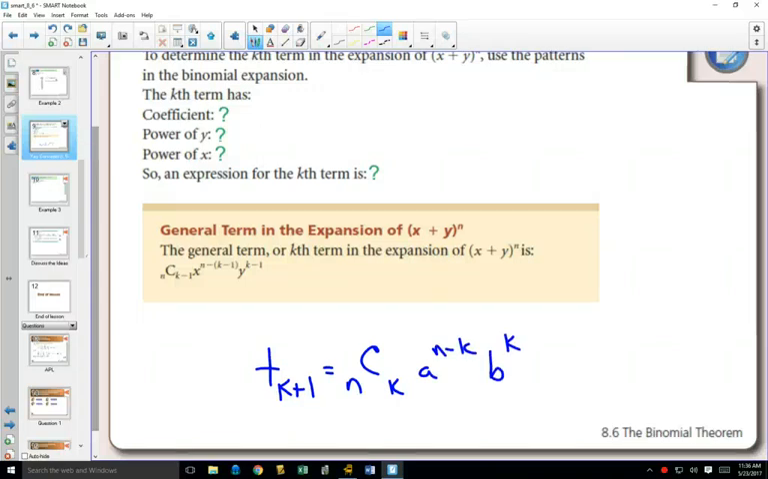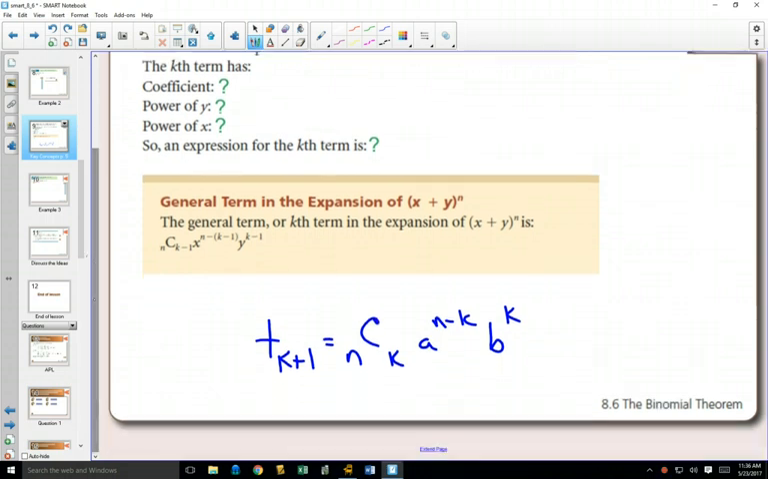So what is in blue is what's on your formula sheet. What we write here in black is stuff to help you remember what things stand for. This expansion is for (a plus b) to the n. So on your formula sheet, they use a and b. You can see in the textbook, they're using x and y.